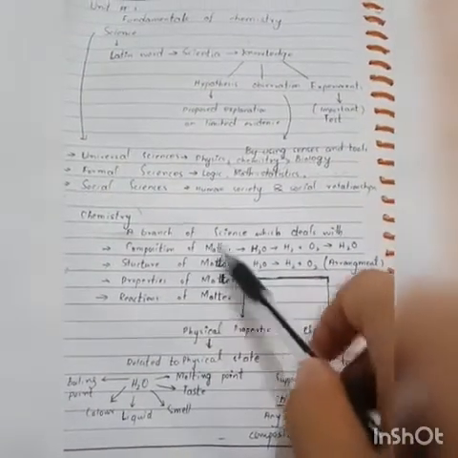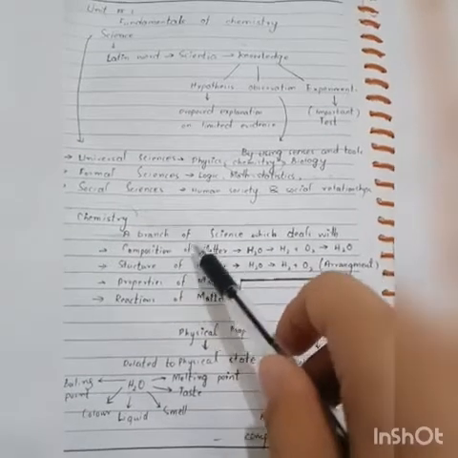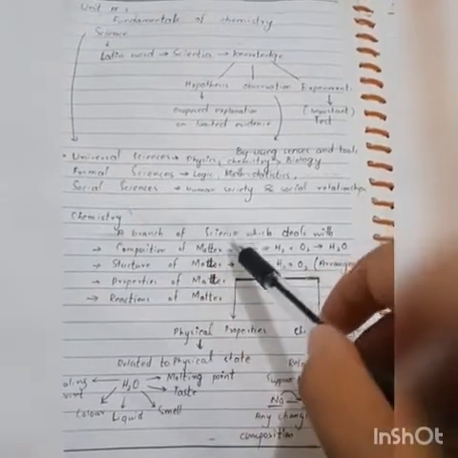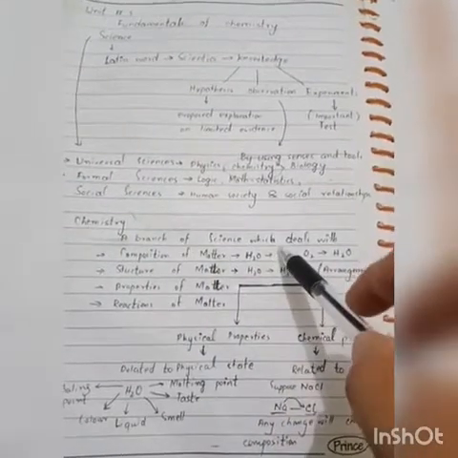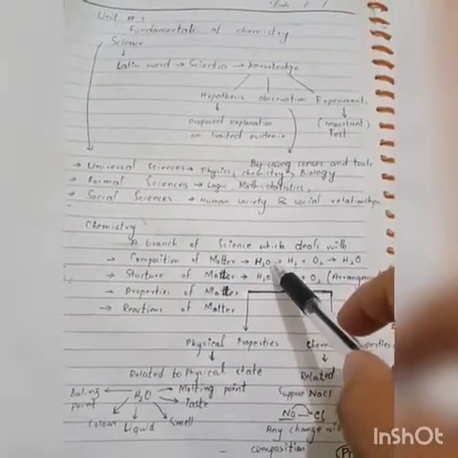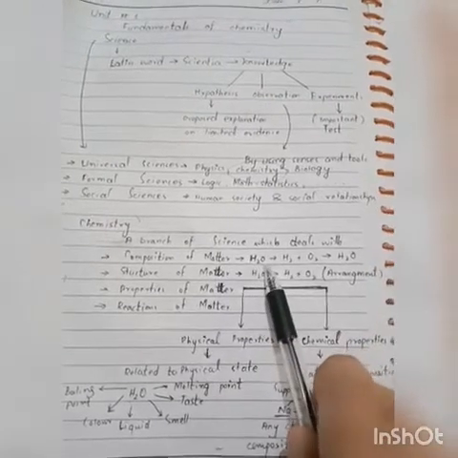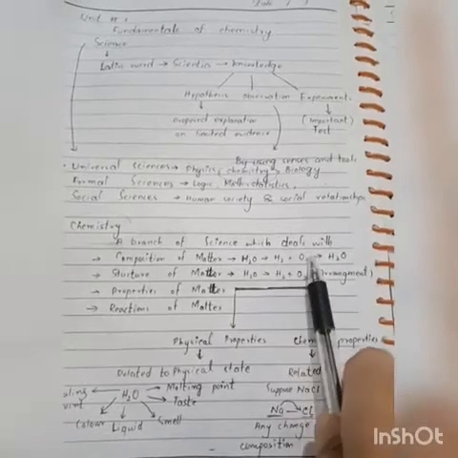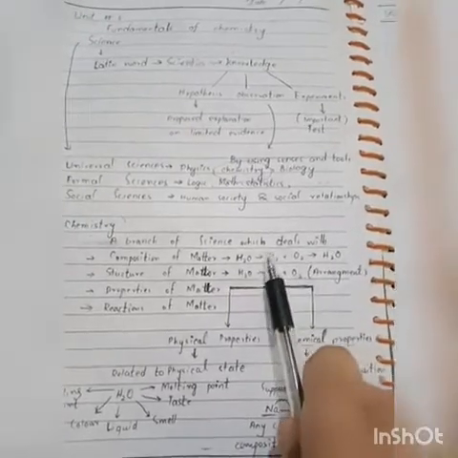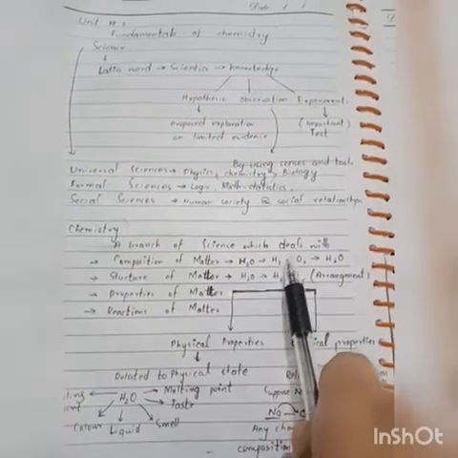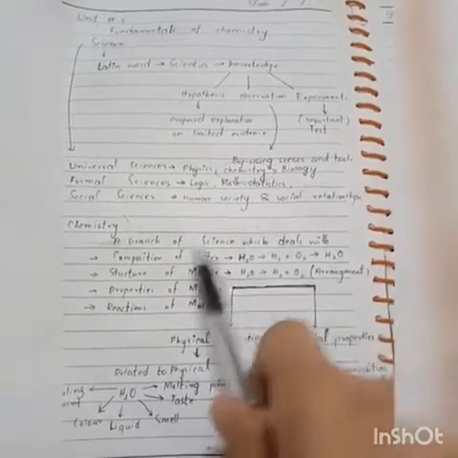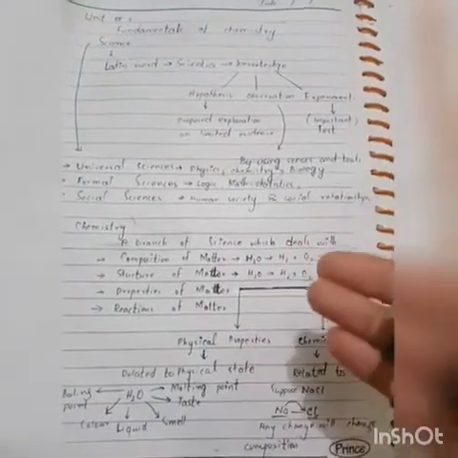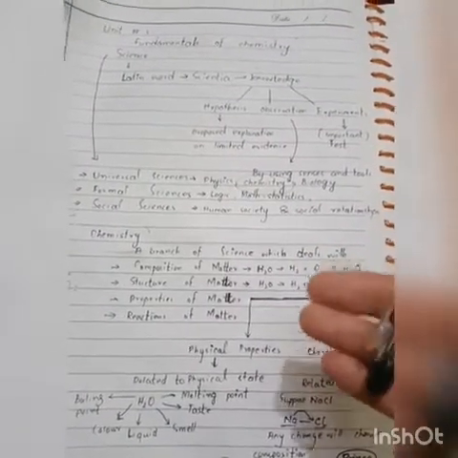Composition of matter. Composition means what any matter is made up of, what kinds of atoms are there. Let's take an example of water. The chemical formula of water is H2O. It is made up of hydrogen atoms and oxygen atoms. Hydrogen and oxygen both are gases, and when they combine in a specific ratio, they make water. So composition of matter tells us what kinds of atoms are there in any kind of matter.